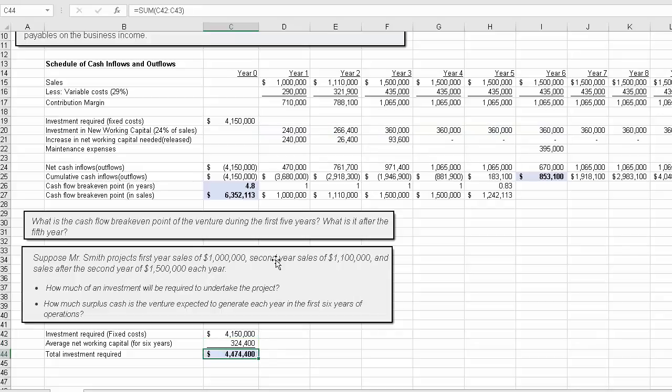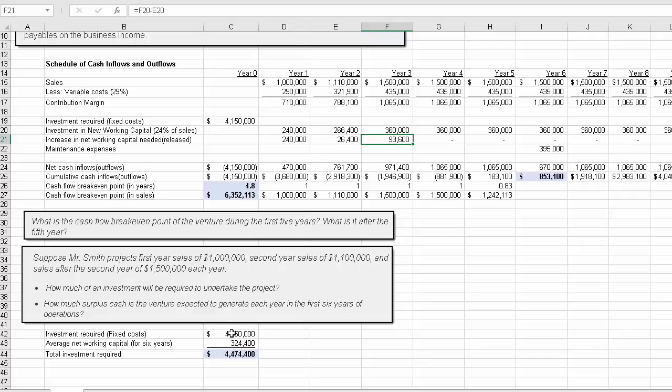So I'd say if someone were to ask me what's the total investment required, I would say it's $4,474,400. Now, why am I using the average? Because we don't need an additional working capital in every period. Keep in mind, we only need that incremental. I guess you could also answer it by summing these 3 amounts. And those 3 amounts come out to be $360,000, right? 240, and then you need another 26, and then another 93,600. That's another way you could answer that.